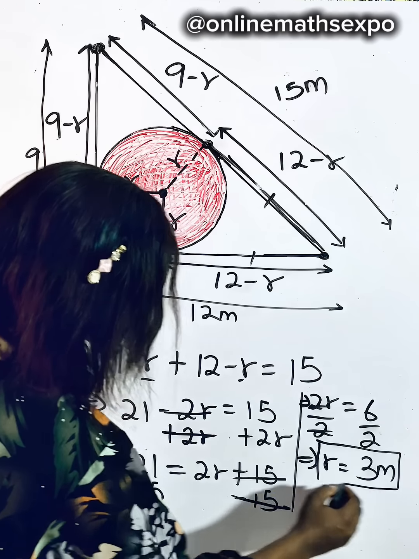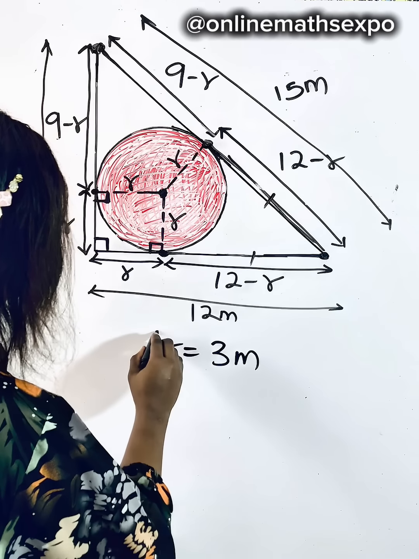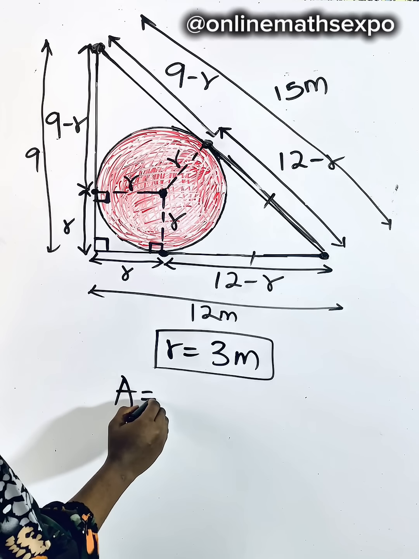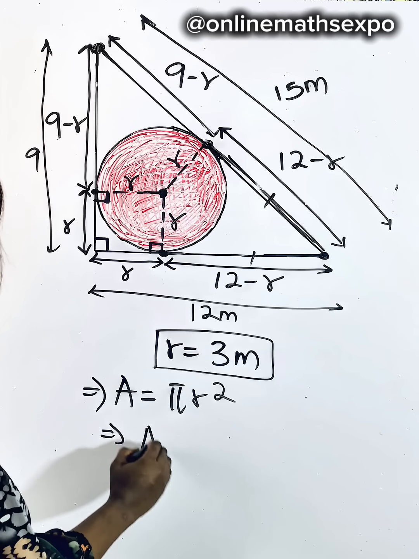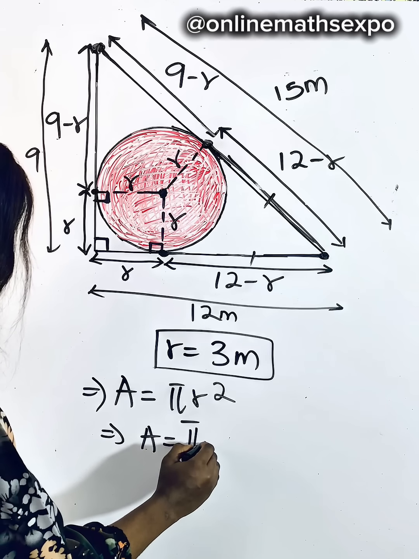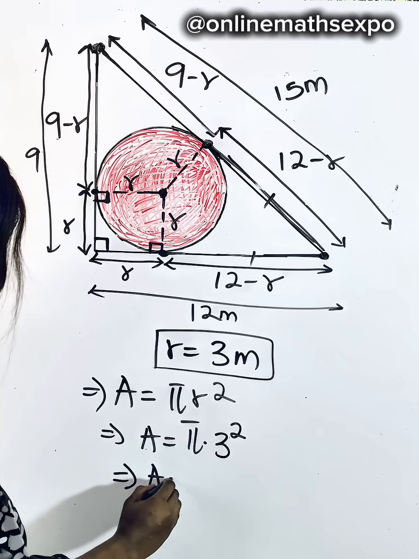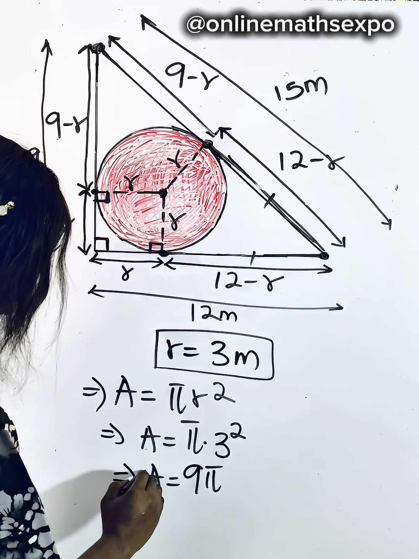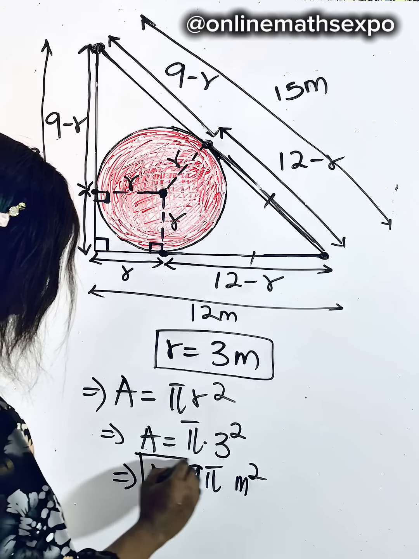Now, if the radius is 3 meters, can we find the area of the circle? Yes, let's do it together. To find the area of the circle, remember we said it's pi r squared. So we now have area is equal to pi multiplied by our radius, which is 3, so it's 3 squared. 3 squared is 3 times 3, and that gives us 9 pi. And this is in squared meters. That gives us the area.